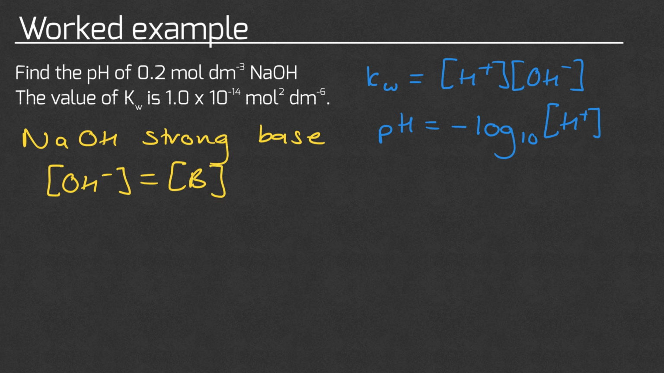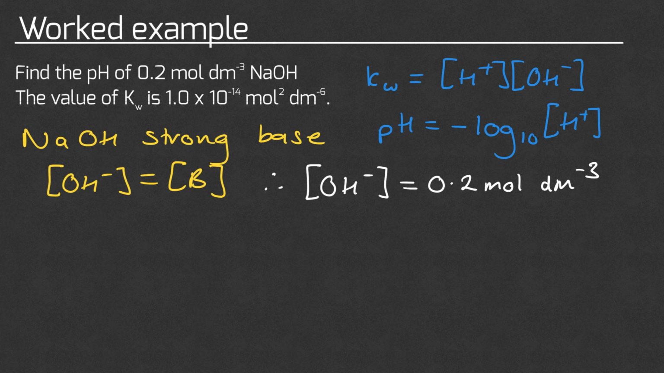We then need to work out the concentration of the hydroxide ions. Well, we know that sodium hydroxide is a strong base, so therefore the concentration of the hydroxide ions will be equal to the concentration of the base. So therefore the concentration of hydroxide ions is 0.2 moles per decimeter cubed. We now need to convert that concentration of hydroxide ions into a concentration of hydrogen ions. To do that, we'll need to rearrange the Kw equation to make the concentration of hydrogen ions the subject.